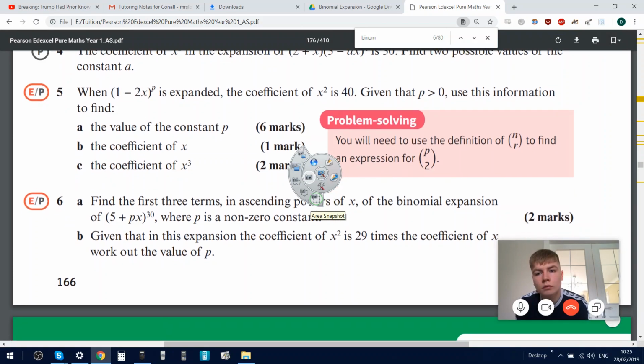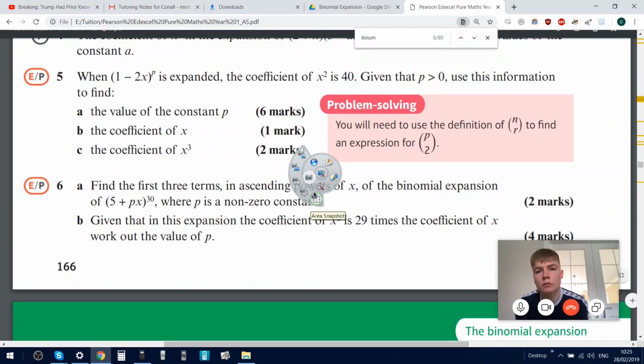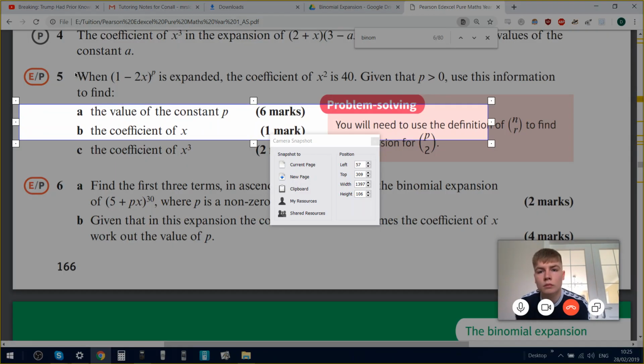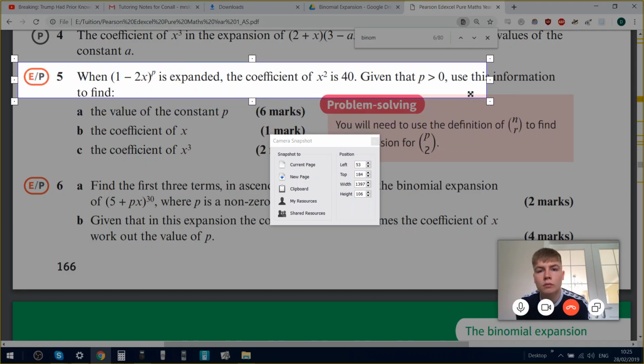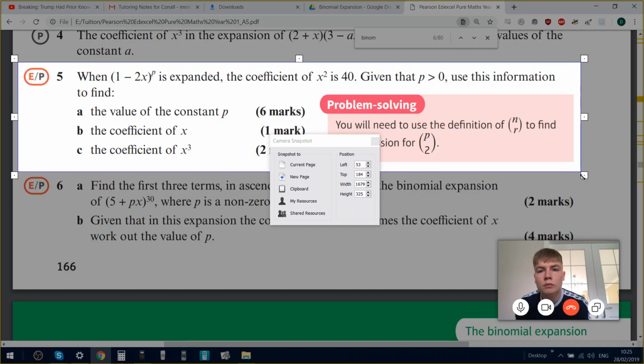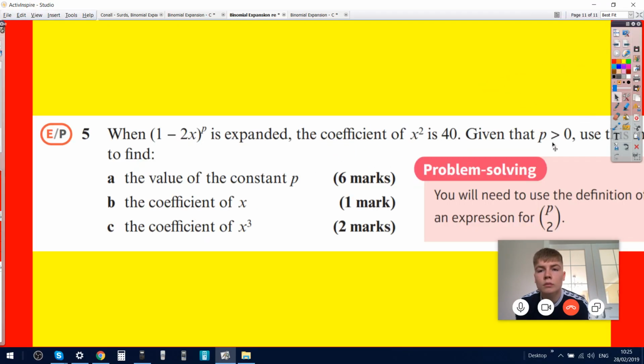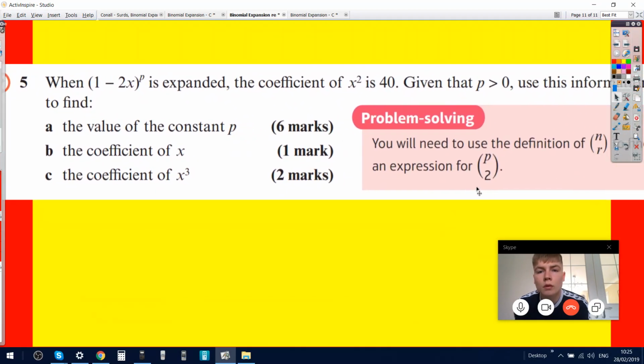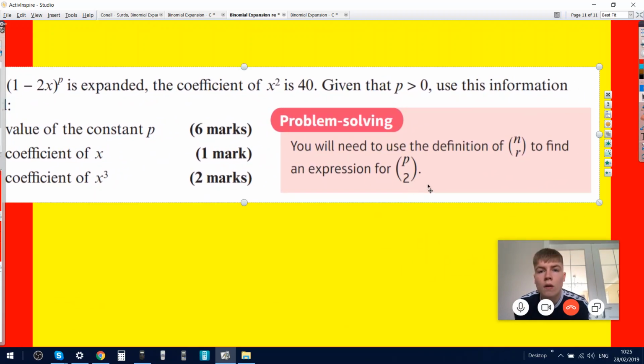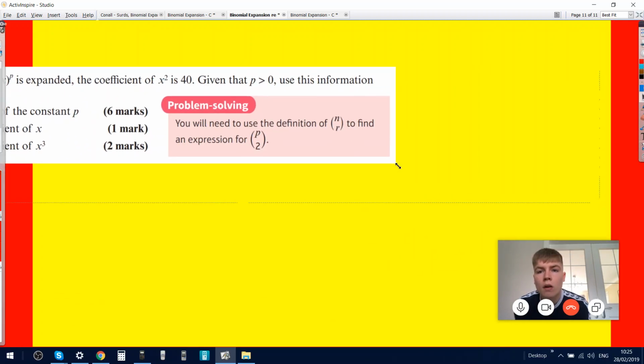So you can see here, this is 29 times the coefficient of the other one. Let's just do this first one because I don't really recognize it. It might be the same. Okay, what is this? Expand, the coefficient of x squared is 40. Okay, how do we do this?